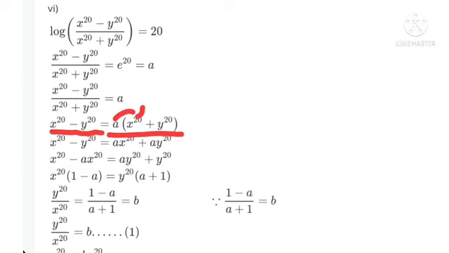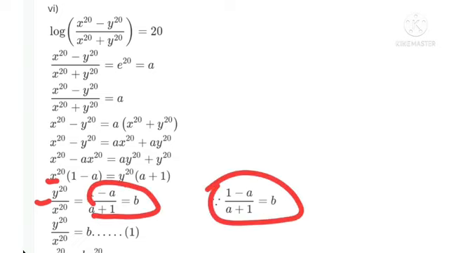Multiply with a: a x raised to 20 plus a y raised to 20. Now collect: x raised to 20 minus a x raised to 20 is equal to a y raised to 20 plus y raised to 20. Take x raised to 20 common, so we get 1 minus a, and here take y raised to 20 common, so what remains? a plus 1. Now y raised to 20 upon x raised to 20 is equal to (1 minus a) upon (a plus 1). We call this as b, that is, we get the value of b. So we get y raised to 20 upon x raised to 20 is equal to b.